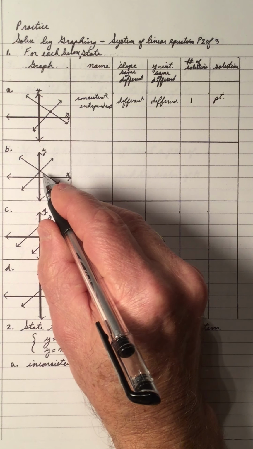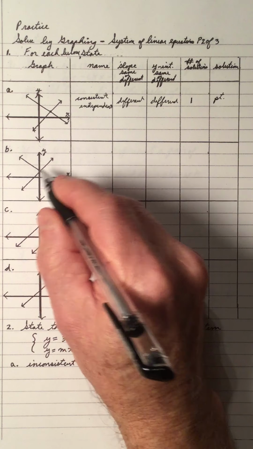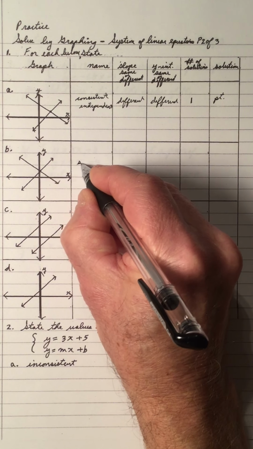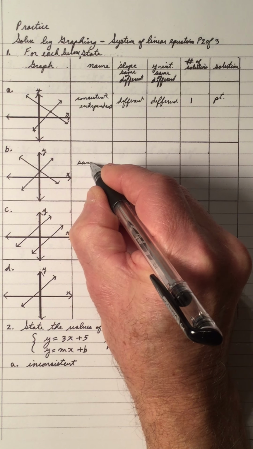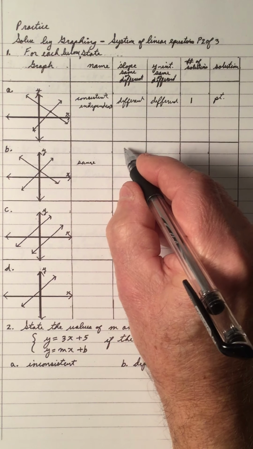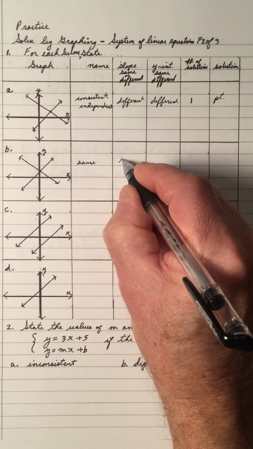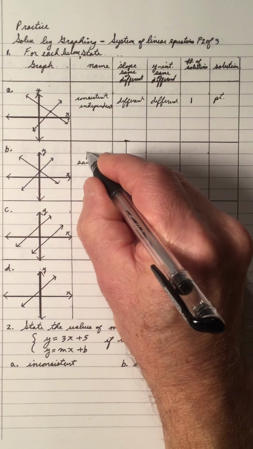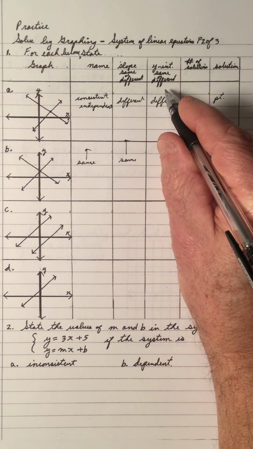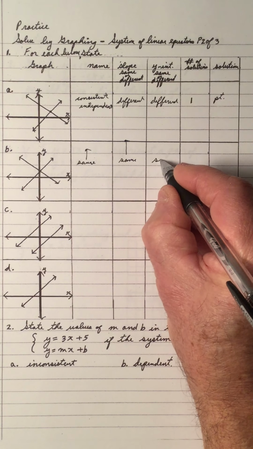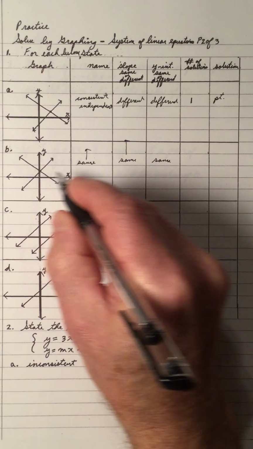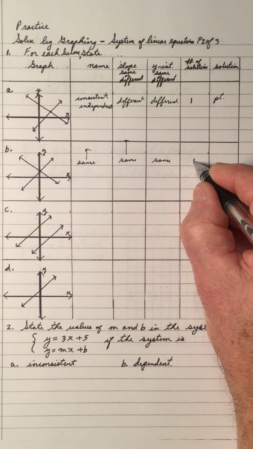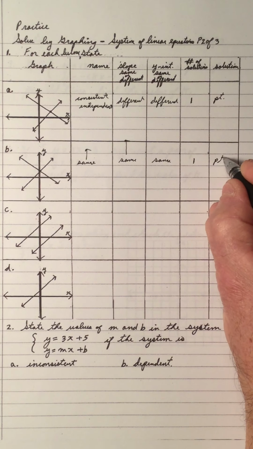B, we have two lines intersecting at a point, and again, it's consistent independent. Same as above. And the slopes, again, are the same as above. Same as up there, they're different. And the y-intercepts are the same. In other words, the two y-intercepts are the same. And the number of solutions is 1, and we also have a point.